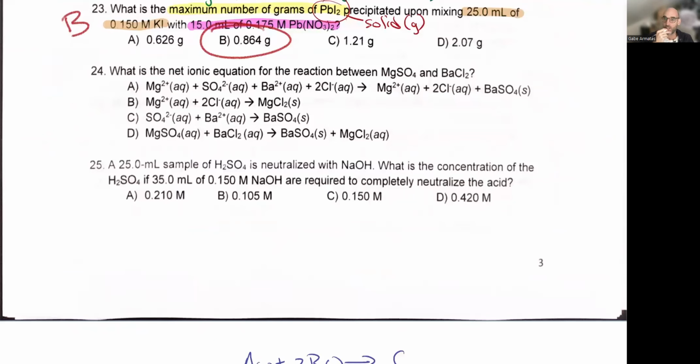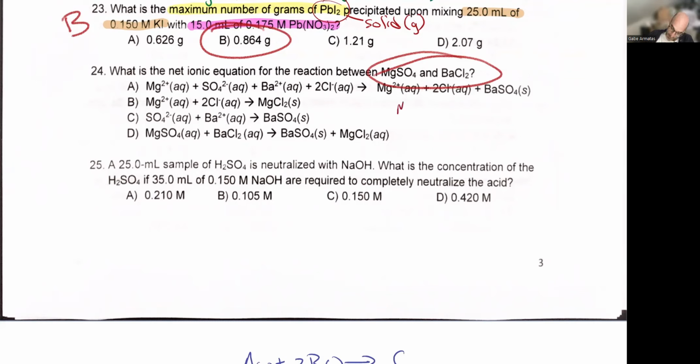All right. What is the net ionic equation for the reaction of magnesium sulfate and barium chloride? So this is a double replacement reaction. And we're looking for the net ionic equation. So this is the first one. So the net ionic equation. So if we're to write this out, we start with these two solutions, right?